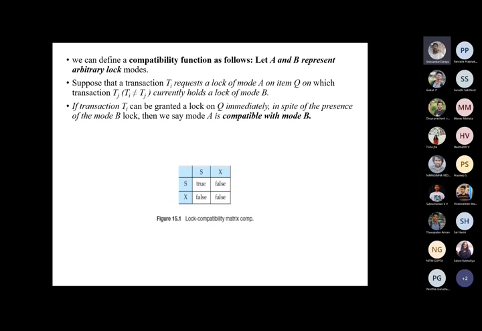So we saw this compatibility matrix, right? When both the transactions Ti and Tj want to acquire a shared mode lock on the particular data item Q, it is permitted. Else there does not exist any compatibility between the two transactions if one is going to be shared and the other is going to be exclusive, or both of the transactions are going to be exclusive mode locks, right?